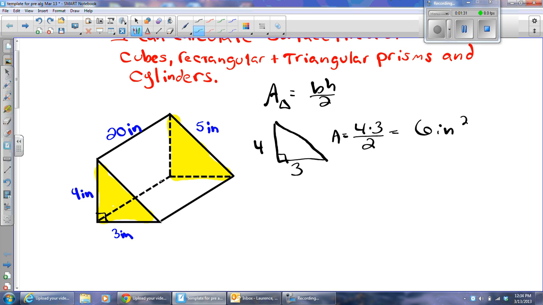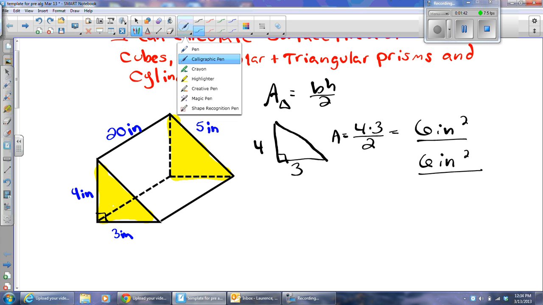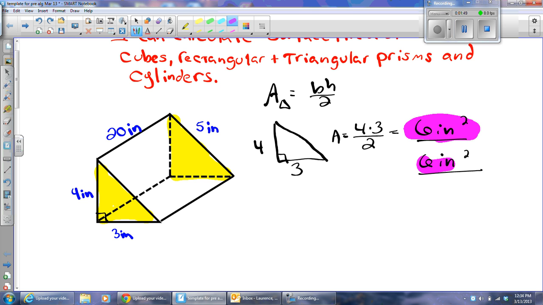But there are two of them. Now I have a choice. I could do that again, or I could just double it or write it down again. I think I'm going to just write it down again, and I'm underlining them, and you'll see why in a minute. I'll even highlight them in this magenta color.